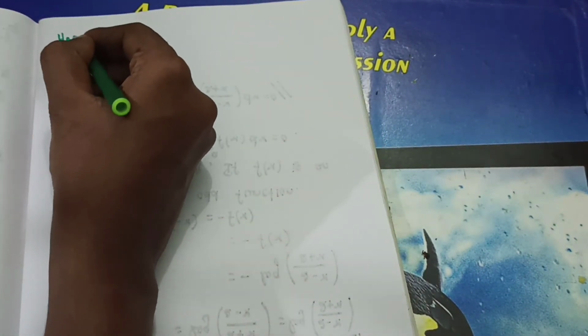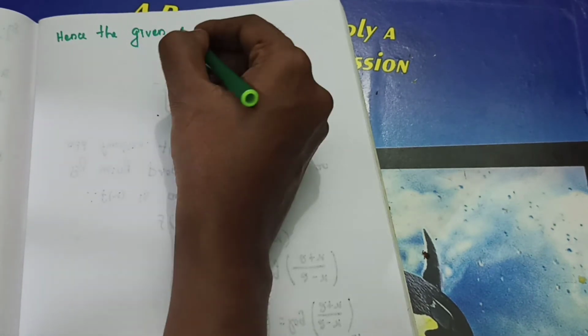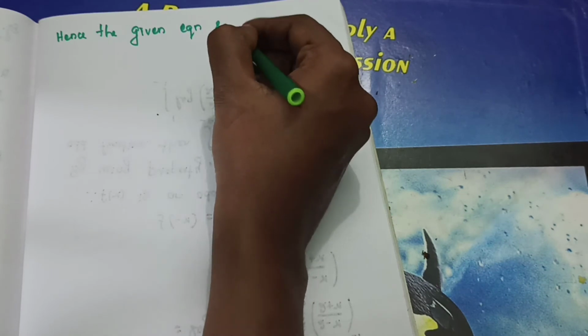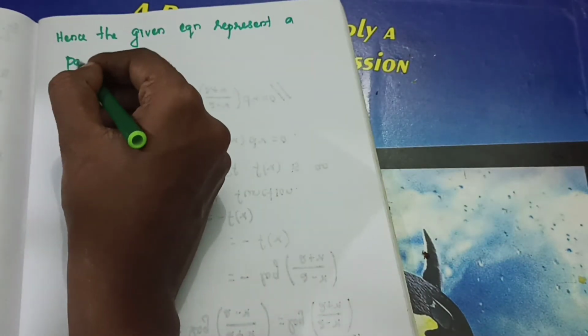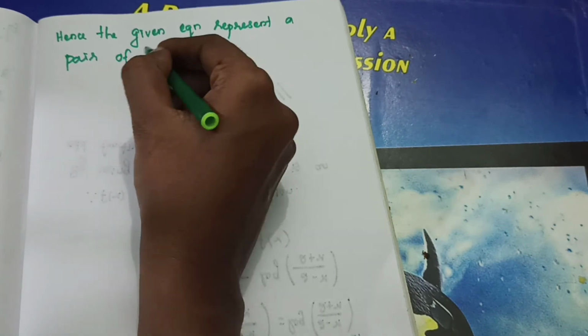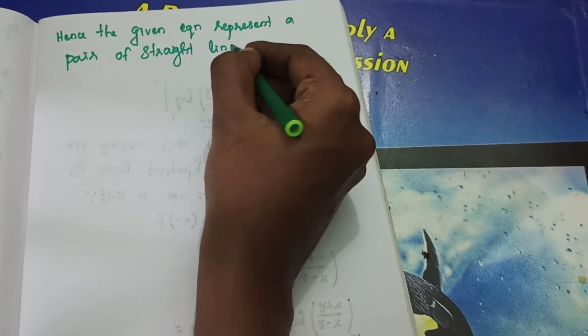So what did you say? Hence the given equation represents a pair of straight lines.